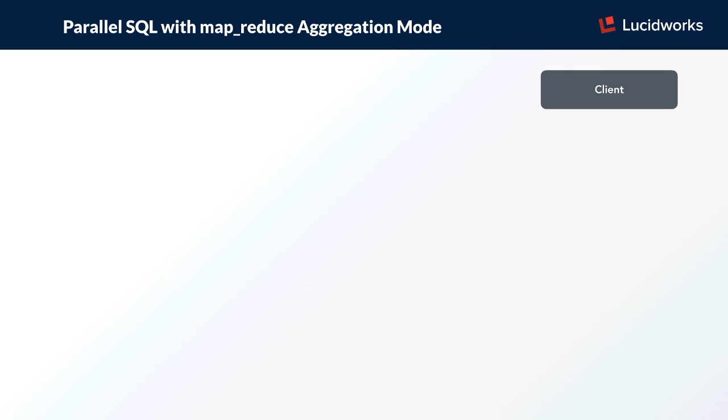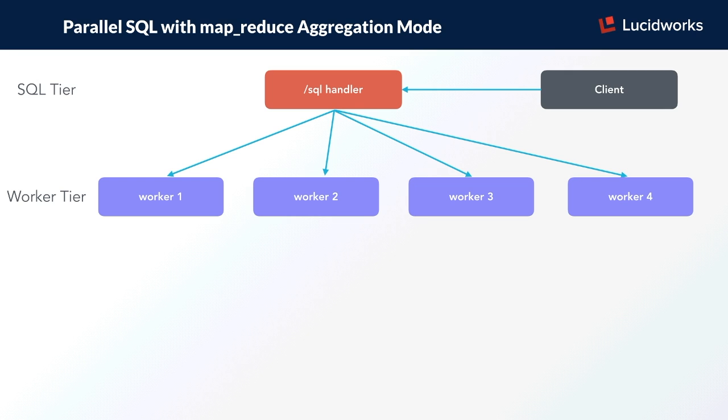So let's step through an architectural picture of what's happening behind the scenes when streaming and parallel SQL are working together using the map-reduce aggregation mode. The first step is the client sends a query to the SQL handler, which translates the statement to a streaming expression. It also selects the worker nodes, and when the worker nodes get the data back, it will merge the results from the worker nodes.